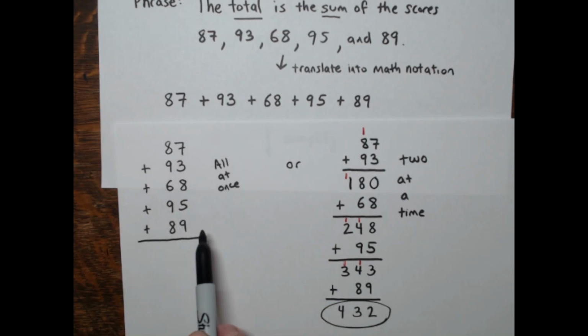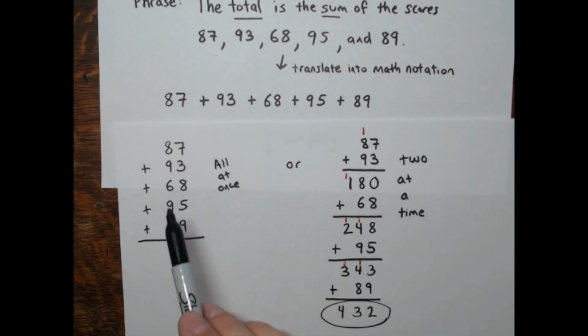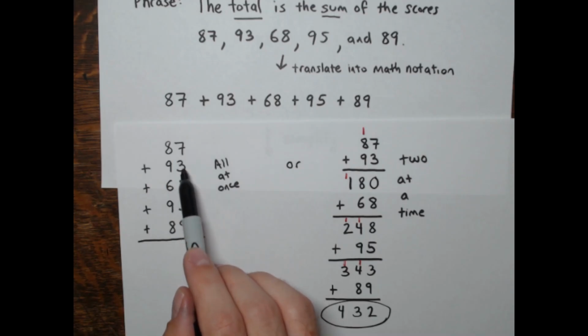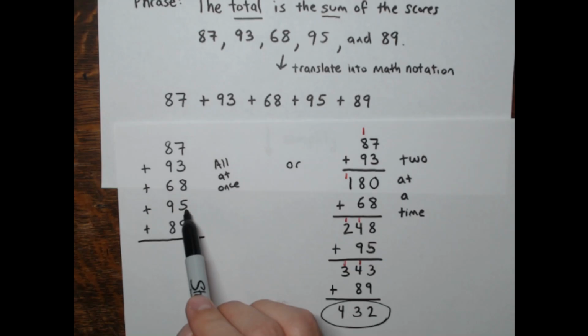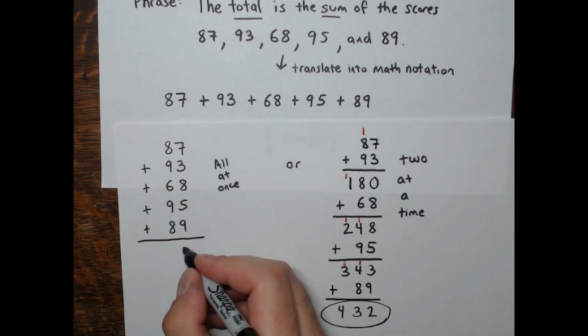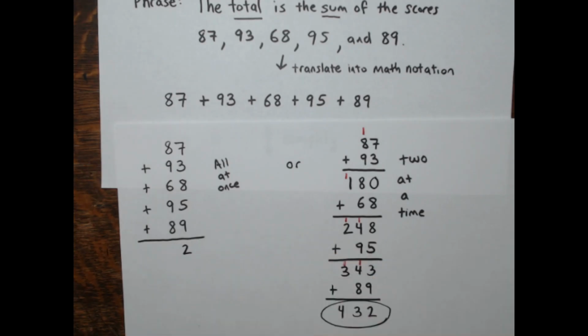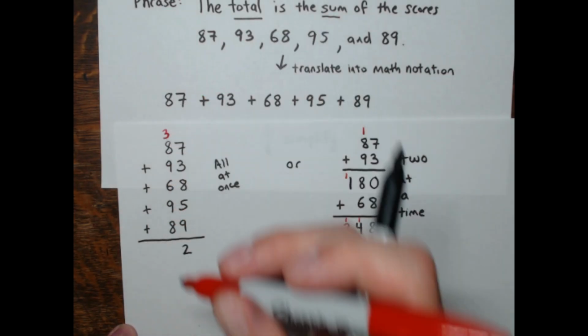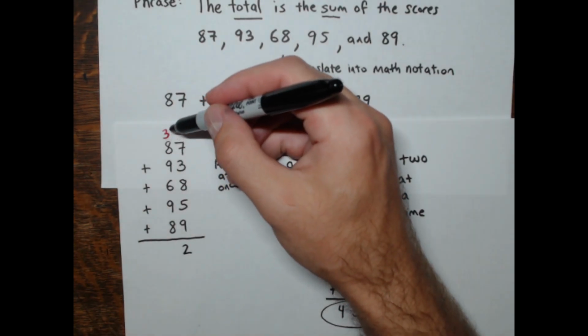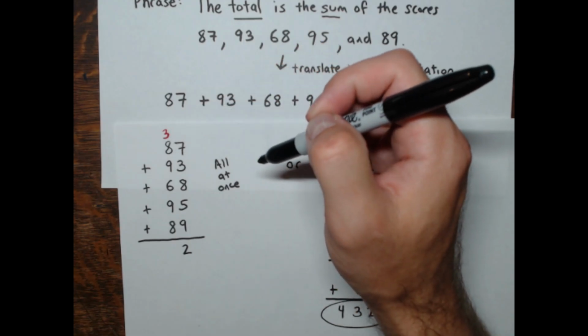So I'm going to do the same thing where I add all the test scores at once, going down the ones digit. 7 plus 3 is 10. 10 plus 8 is 18. 18 plus 5 is 23. And 23 plus 9 is 32. Right, so I put a 2 in the ones place, and it was 32, right? So I'm carrying 3 tens. 3 in the tens place.